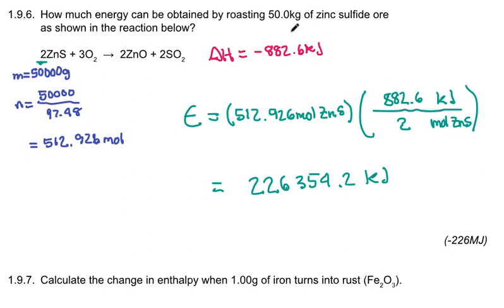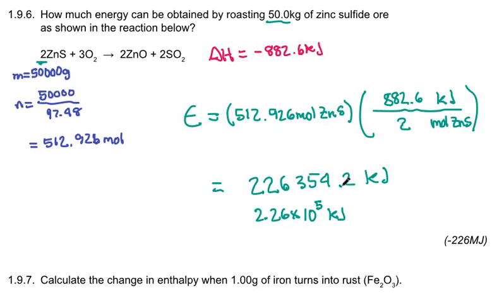Now, this mass only had 3 sig digs. Everything else we were given had more, so we have to trim this answer down to 3 sig digs. The trouble is you can't write 226,000 anything with only 3 sig digs. So we have two options. We can go to scientific notation, in which case we would say 2.26 times 10 to the 1, 2, 3, 4, 5 kilojoules would be a perfectly good answer.